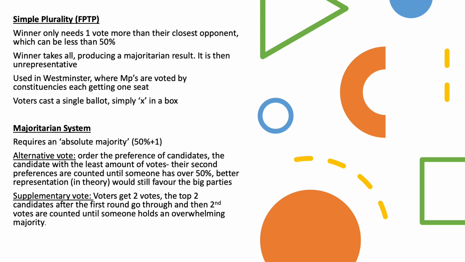And it is simple. You just tick a little X in a box next to the one person you want to vote for. You go down to vote, you don't have to think about it. Well, you do, but it's not much. Like, here's my passport, X.